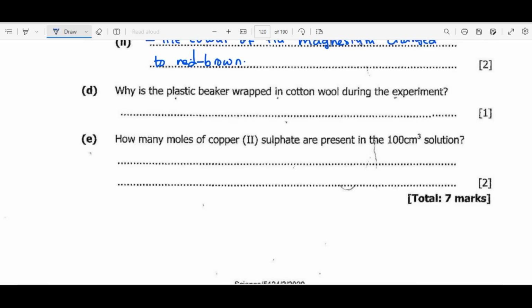Right, then why is the plastic beaker wrapped in cotton wool during the experiment? So we'll say for easy observation, so that we are able to see clearly.